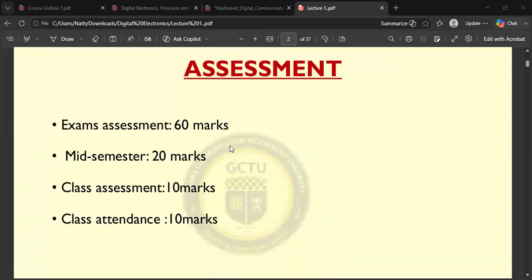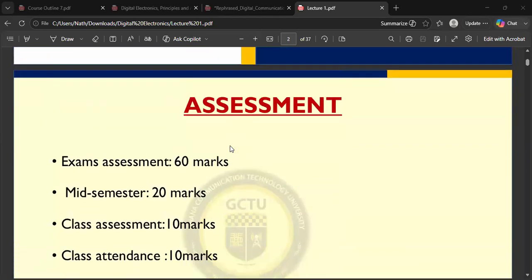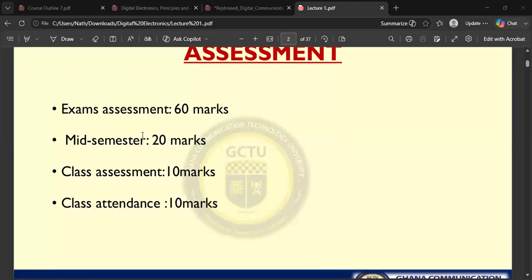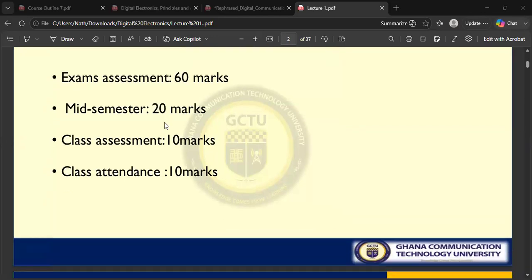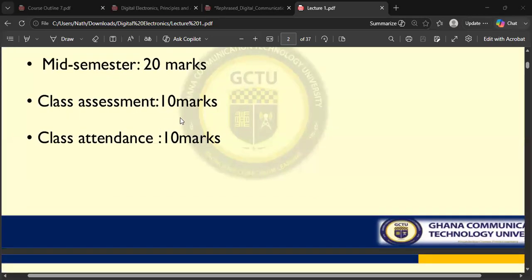That's what digital electronics is. Like I said last week, we looked at how your assessment is going to be done. So the exam score is 60 marks. Your midterm assessment is 20, and then the remaining ones take the 10. So assessment and all takes the 10.